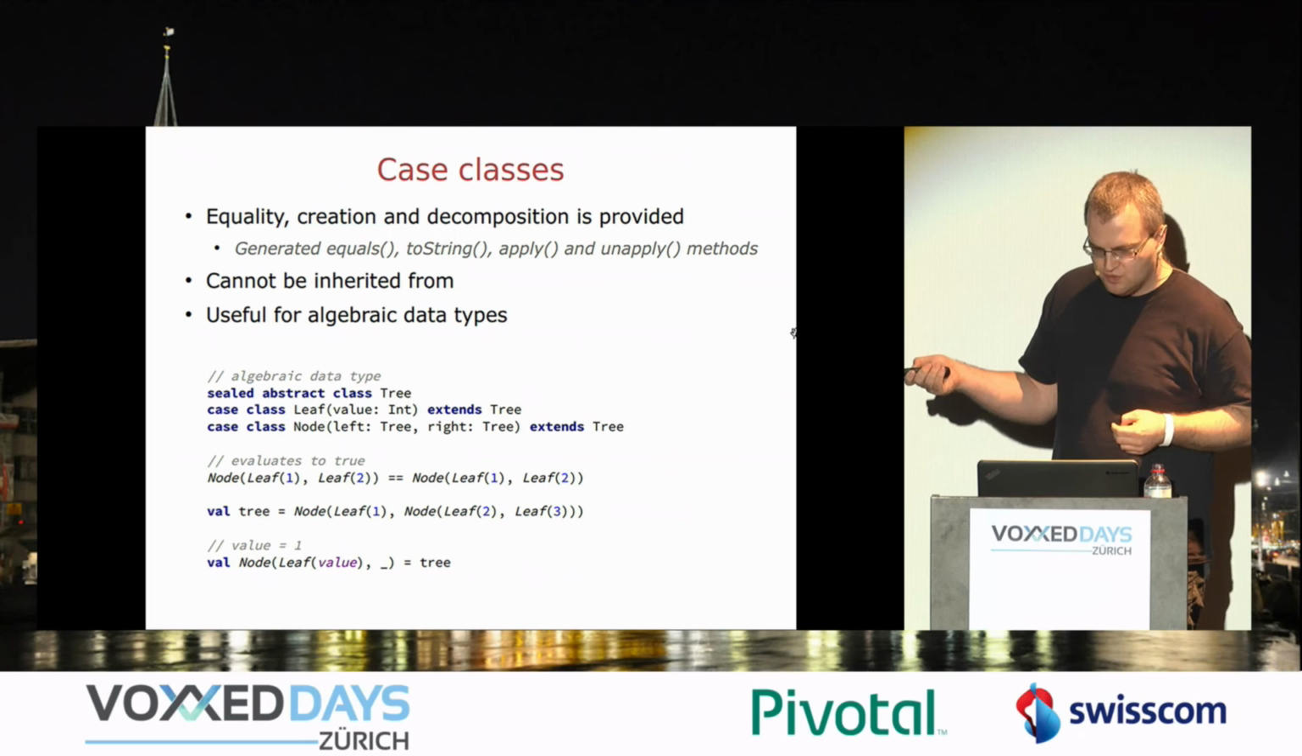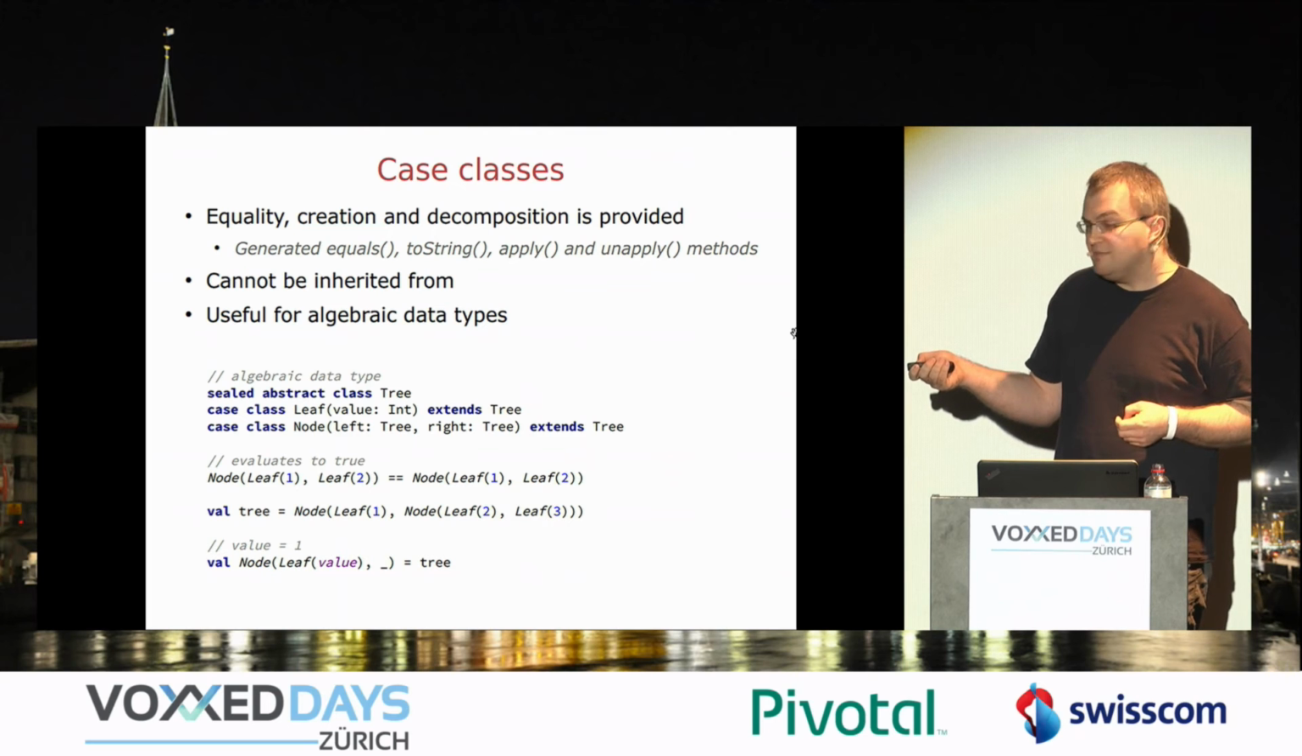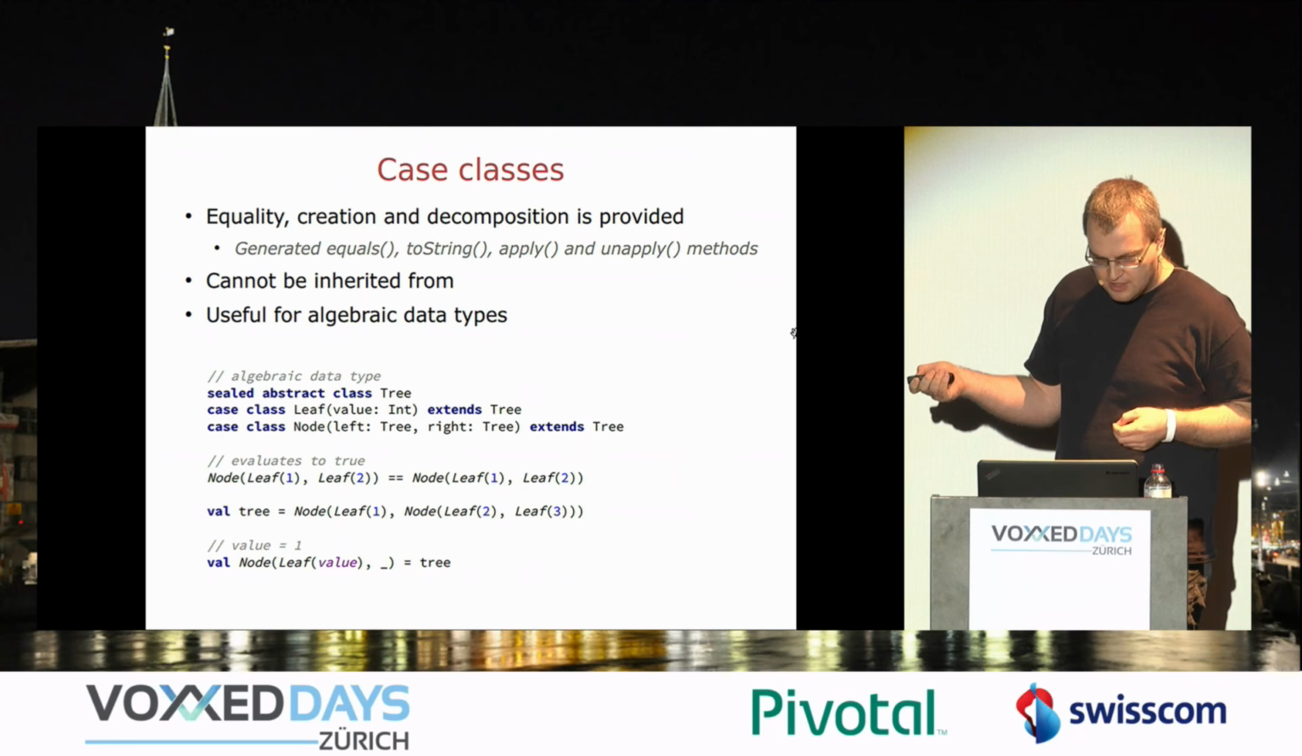So you can construct a new tree here. As you can see, it has one left leaf and another subtree on the right. And now I want to pattern match on that structurally. So I want to pull out the value of the left node. I can totally do that.